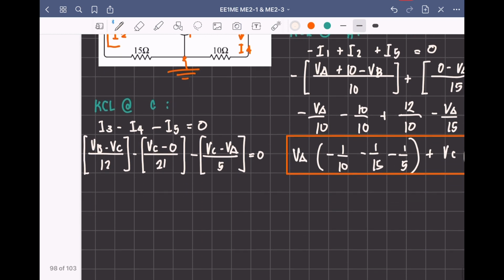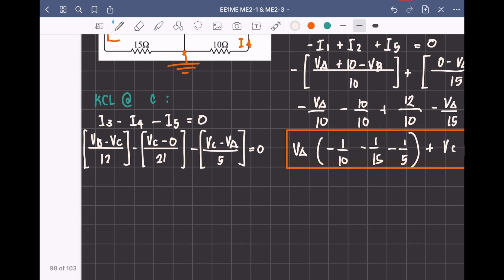Next is we have to expand the equations that we have. So we have here VB over 12. We know that VB is already 12 volts. So we have 12 over 12 minus VC over 12. Do not forget to distribute the negative sign. Pero anyways, this is 0 naman. So it's simply negative VC over 21 minus, so distribute the negative sign again. That's negative VC over 5, and then negative and negative, that will be positive VA over 5. Okay, and then equate that to 0.